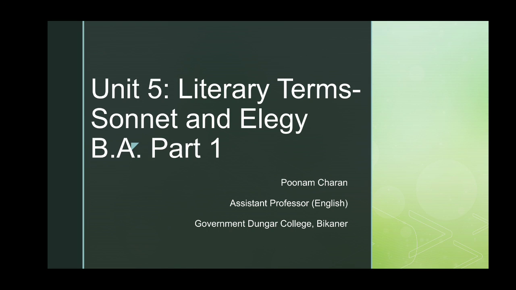Hello everyone. Today I'll talk about literary terms sonnet and elegy. Now this is your unit 5th. You have literary history and literary terms in this unit and this is your last unit. Aur bhi literary terms hain jaise ki lyric, simile, metaphor, personification. We will also cover all these topics, but today's lecture is only about sonnet and elegy.